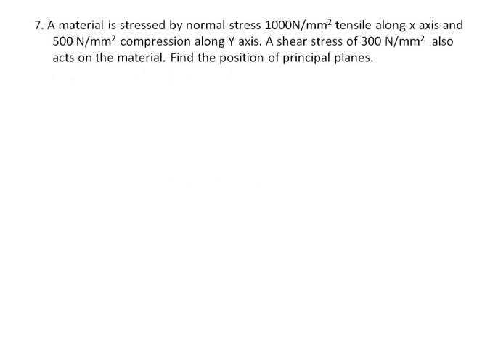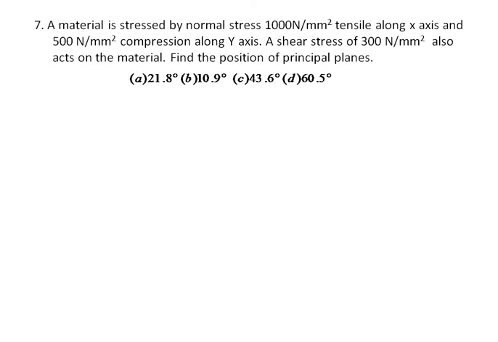So problem number 7. I have kept the same values. A material is stressed by normal stress 1000 Newton per mm square tensile along x-axis and 500 Newton per mm square compression along y-axis. A shear stress of 300 Newton per mm square also acts on the material. So now I have given sigma x, sigma y and tau xy. Find the position of principal plane. Now it is asked to find the position of principal plane.